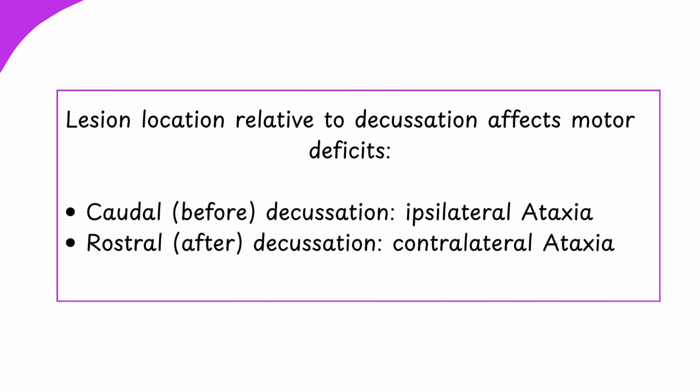The location of the lesion relative to this decussation determines whether the ataxia is going to be ipsilateral or contralateral. So if the lesion occurs before the decussation, or caudal to the decussation, it results in an ipsilateral cerebellar ataxia. However, if the lesion occurs after the decussation, it causes a contralateral cerebellar ataxia. This helps explain the variations which are described in different textbooks.